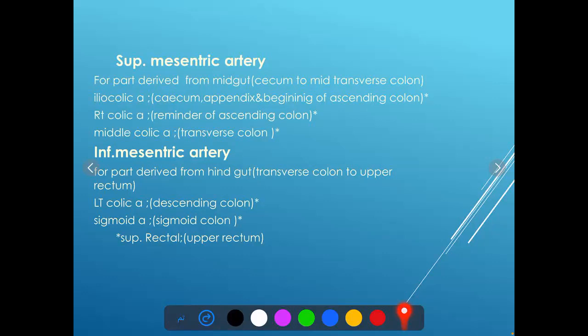of the ascending colon, and the middle colic supplies the transverse colon. The inferior mesenteric artery supplies the part derived from the hindgut, from the transverse colon to the upper rectum. It also has three branches. The left colic artery supplies the descending colon. The sigmoid artery supplies the sigmoid colon, and lastly, the superior rectal artery supplies the upper rectum.